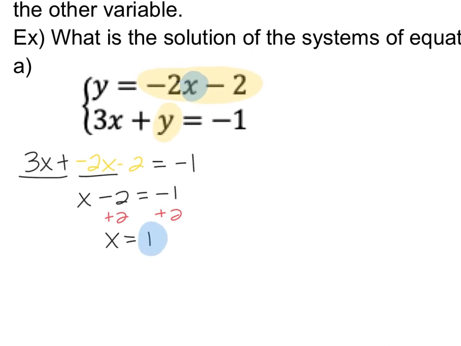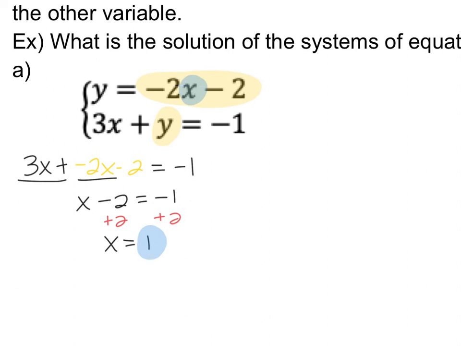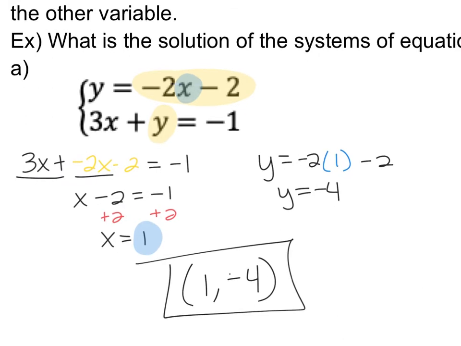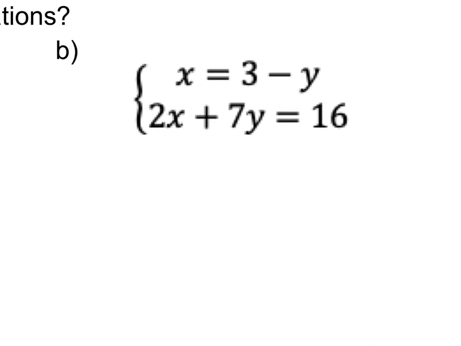So let's do that. So this would be y equals -2 times 1 minus 2. -2 times 1 is -2. That minus 2 would be y equals -4. So the answer to this system would be (1, -4). Okay? Not too bad, right? Okay, let's do this next one.